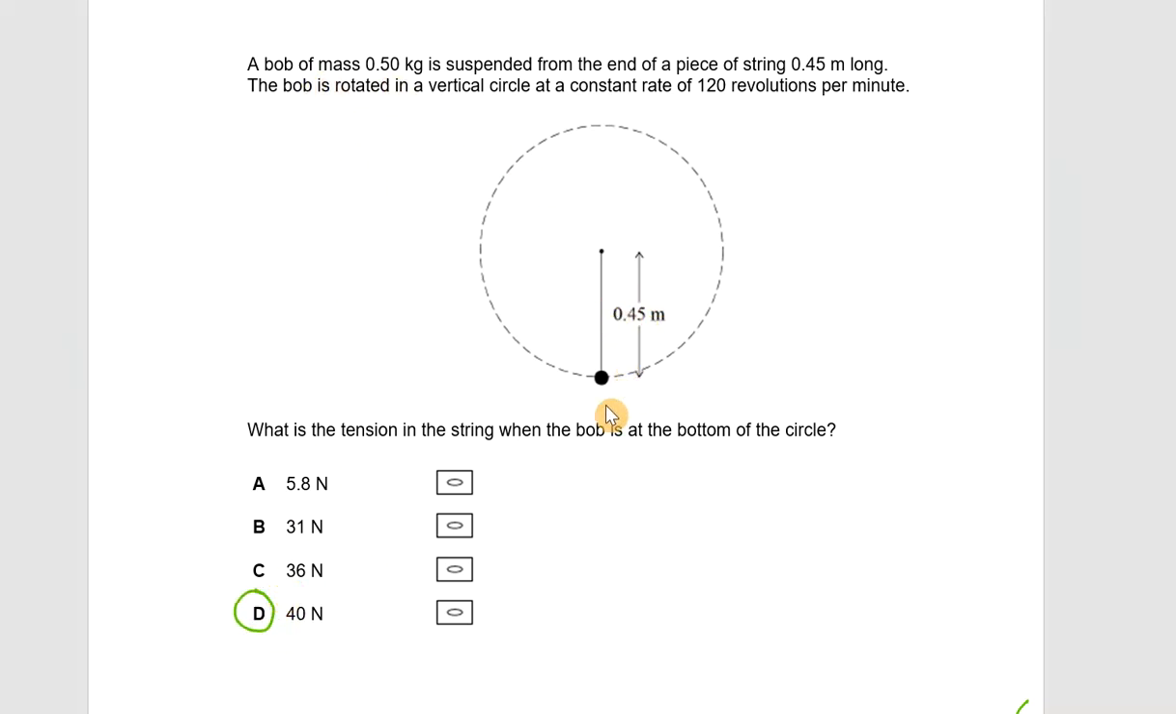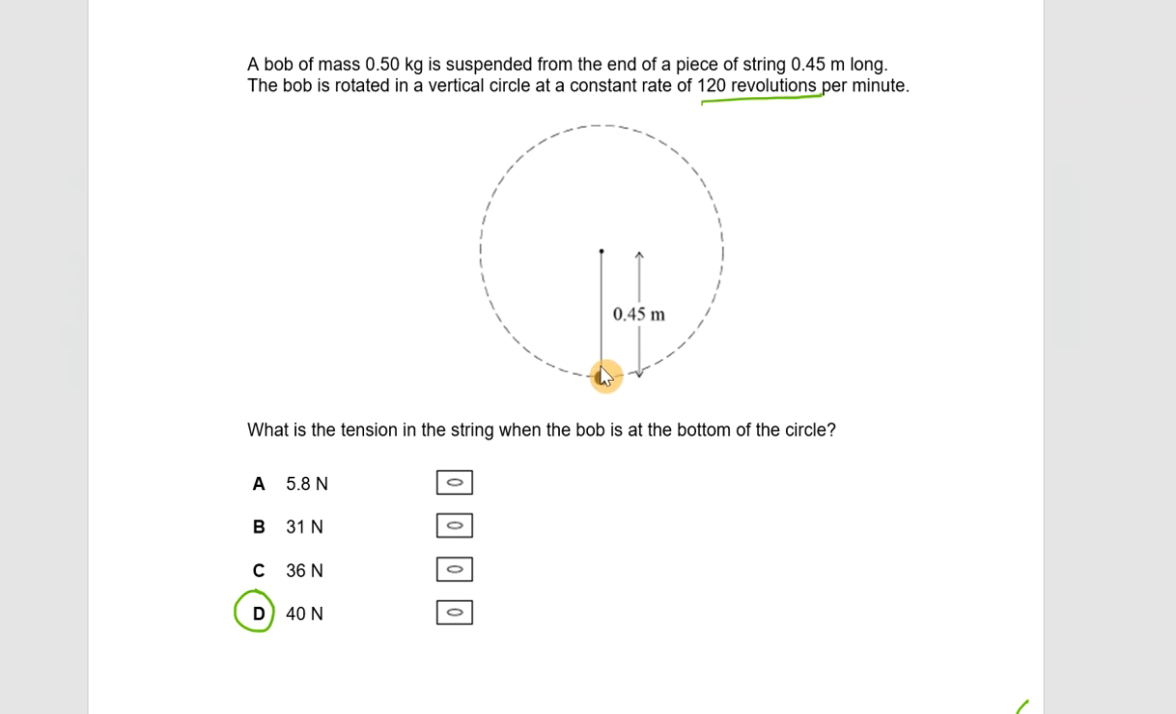So a bob of mass 0.5 kilograms is suspended from the end of a piece of string 0.45 meters long. The bob is rotated in a vertical circle at a constant rate of 120 revolutions per minute. What is the tension on the string when the bob is at the bottom of the circle?